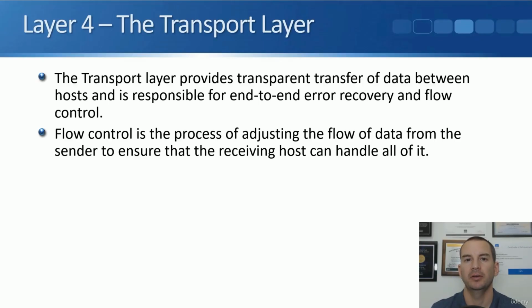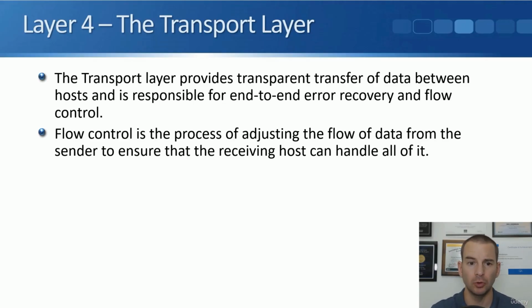You'll learn about layer 4 of the OSI model, the transport layer, in this lecture. So layer 4, transport layer, it provides transparent transfer of data between hosts and is responsible for end-to-end error recovery and flow control. But as you'll learn as we go through the lecture, that is not mandatory. So maybe the layer 4 protocol will support error recovery and flow control, maybe it won't. You'll see the implications of that as we go through.